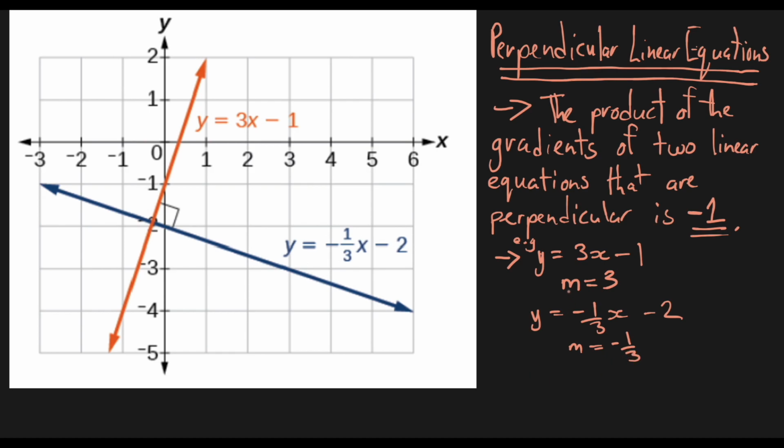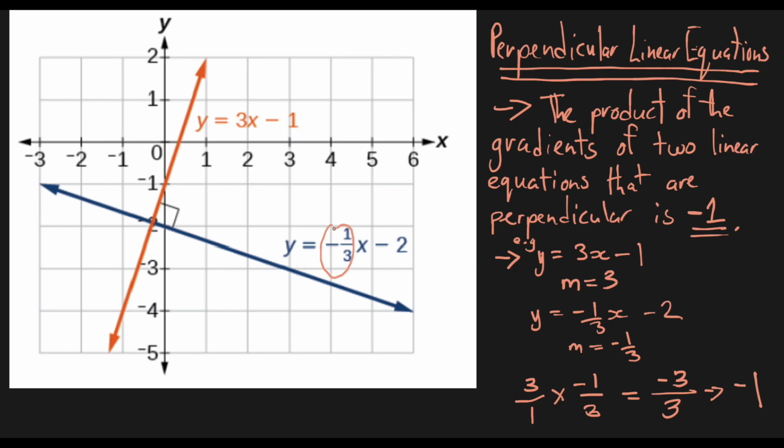So if we multiply these two gradients, we put 3 as a fraction, that's 3 over 1 multiplied by negative 1 over 3. Then we have 3 times negative 1, which is negative 3, over 1 times 3, which is 3. Negative 3 divided by 3 is negative 1. A negative divided by a positive is a negative.